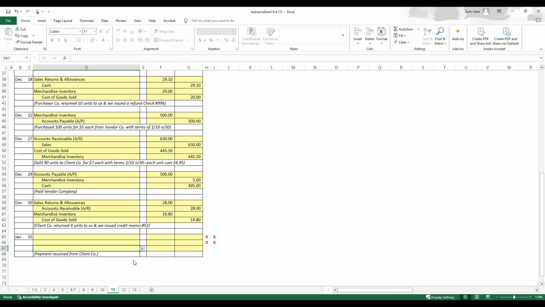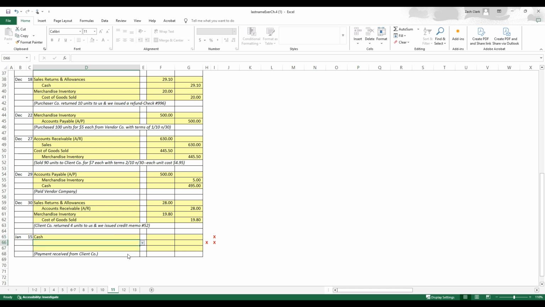And finally, we received payment. So what I like to start with is, okay, let's take a look first because I think this doesn't have any X's here. So right off the bat, you can tell there's not going to be a discount, it looks like, because it's not within the time period. We said sold 90 units to client company, so they would have got a 2% discount in 10 days. But this is well beyond 10 days because we're in the next month on the 15th, January 15th, sold on December 27th. So no discount.